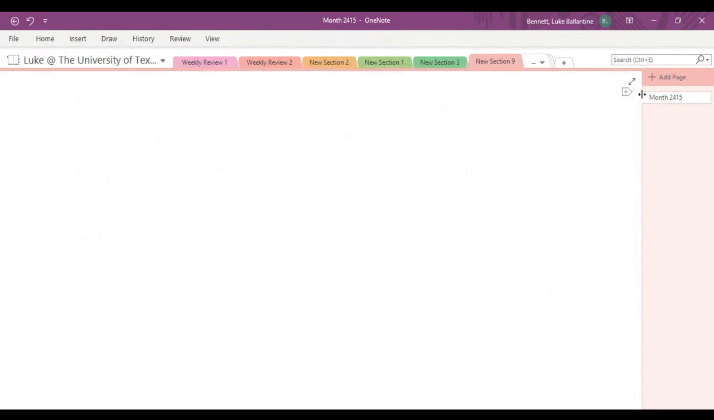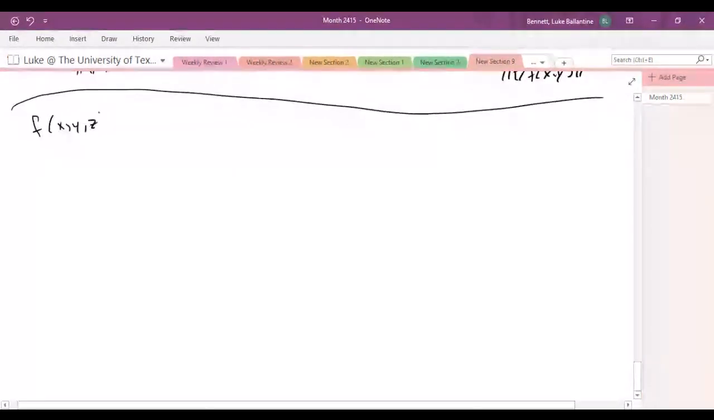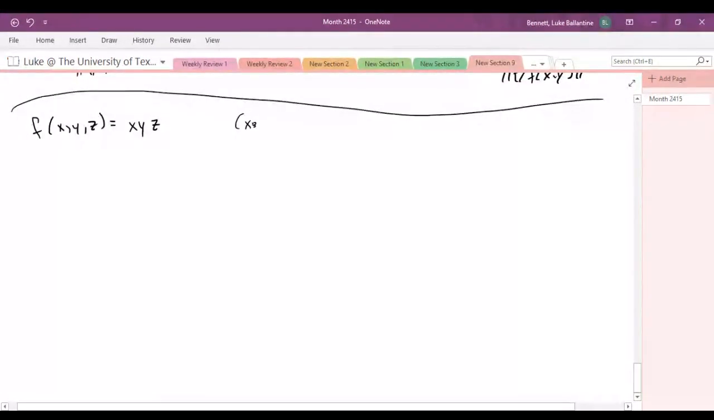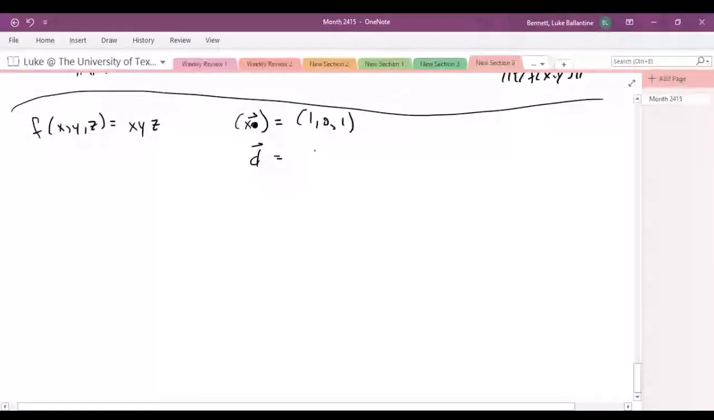Okay, this one's a little bit different. Now we've got 3 variables this time. So we've got f of x, y, z. This is like a volume function, x times y times z. Think length times width times height. So we have our point x naught, shorthand, just write it like that. It's 1, 0, 1. And then in the direction of this direction vector, 1, 0, negative 1.